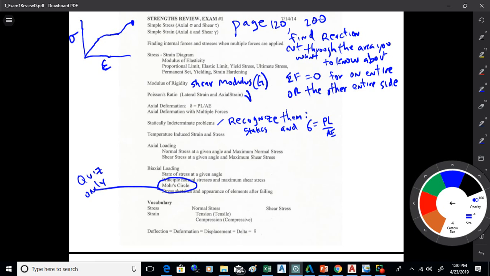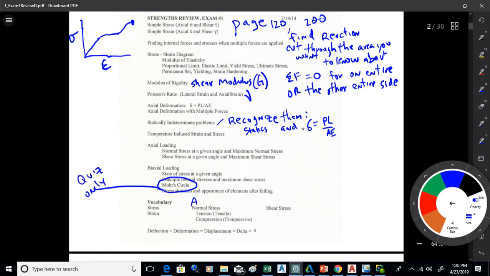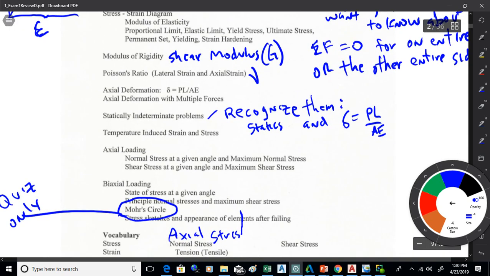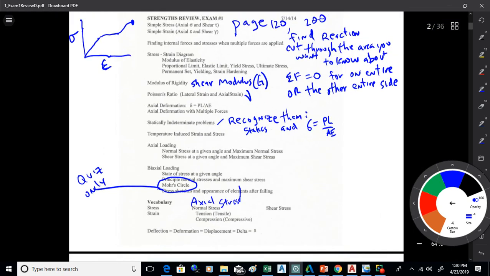Also, you should be able to draw sketches and show what things look like if they break in different modes. Okay, we've got some vocabulary there: stress and strain, normal stress, tension, and compression. Normal stress is also commonly called axial stress. They're the same thing, two words for the same thing. And then shear stress. And then there's all these words that start with the letter D: deflection, deformation, displacement, and delta. They all mean pretty much the same thing: how much something changes length or changes position.